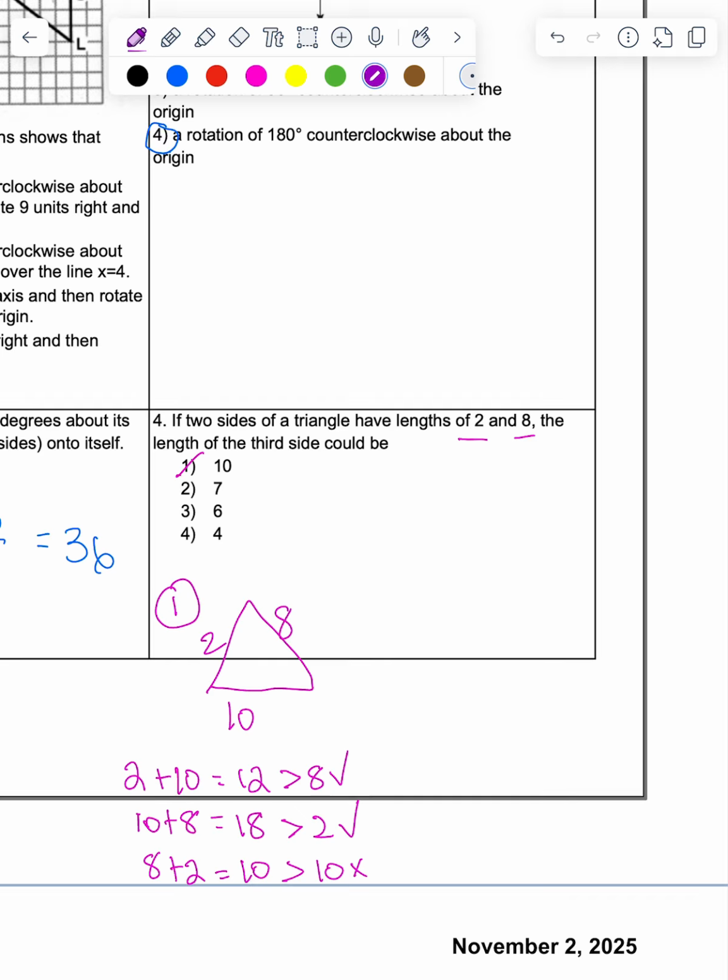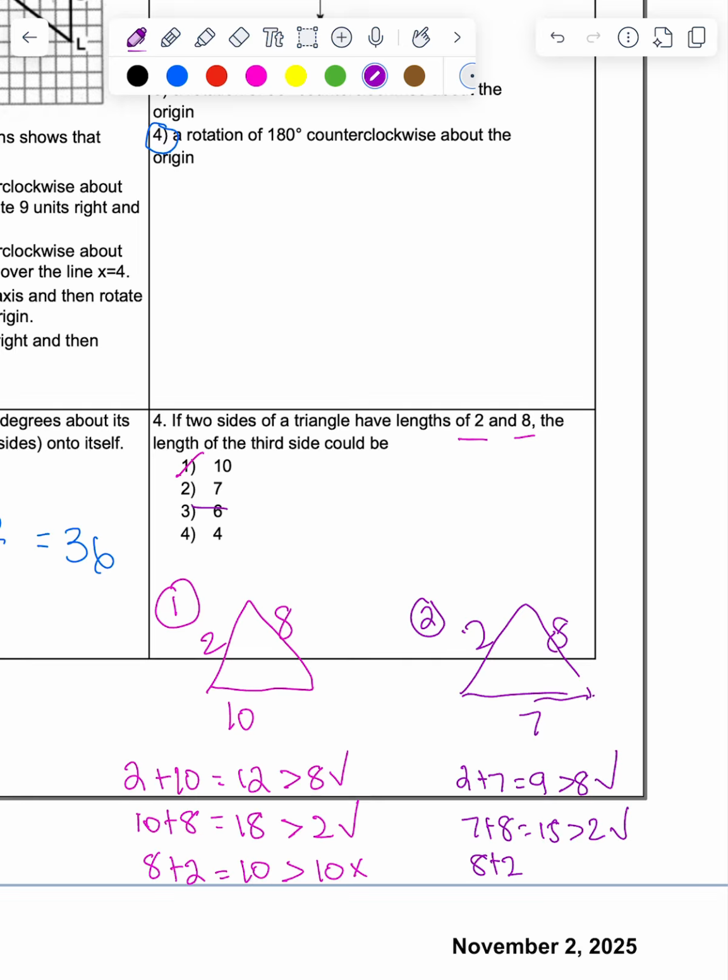Let's try answer choice number 2. Same 2 sides of 2 and 8. And this time we're trying out 7. So 2 plus 7, that's 9. It's greater than the remaining side 8, so far so good. 7 plus 8, that's 15. That's greater than the remaining side 2, so far so good. And finally, 8 plus 2 equals 10. Greater than the remaining side 7. So 7 is the correct answer choice. It satisfies the triangle inequality theorem.